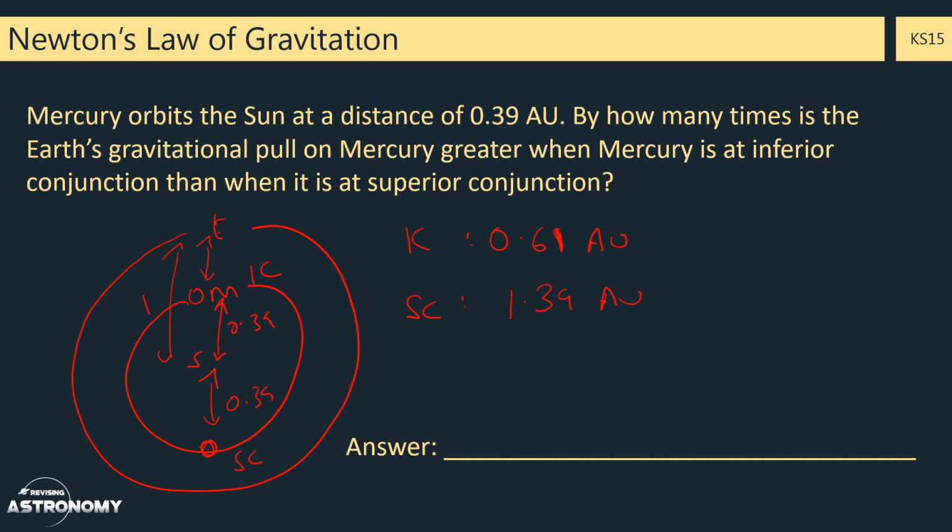We then want to find out how many times closer it is at inferior conjunction. So we'll do 1.39 divided by 0.61, which gives us 2.278 continued. And then to work out how many times greater it would be, we need to square that number. So 2.278 squared gives us 5.19. So the pull of gravity would be 5.19 times greater when it is at inferior conjunction rather than at superior conjunction.